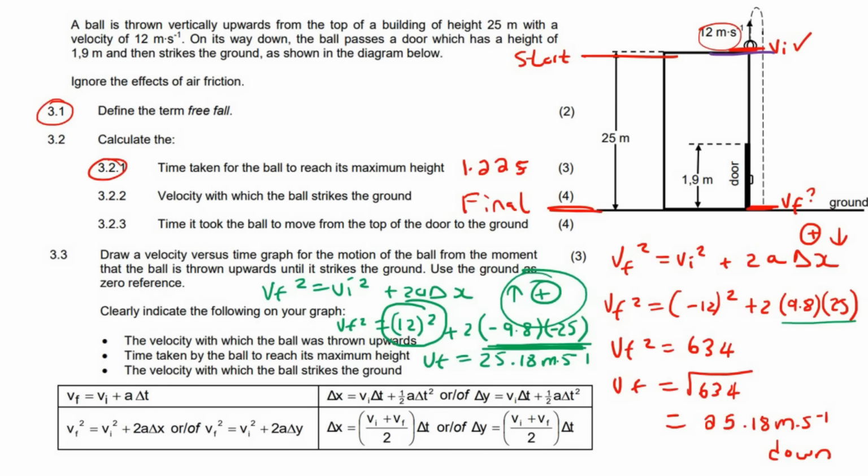Okay, that's quite a weird one. It doesn't fit the normal scenario, what we've been taught. If you choose up as positive and you get a positive answer, that means up. You have to look at the context of the question.